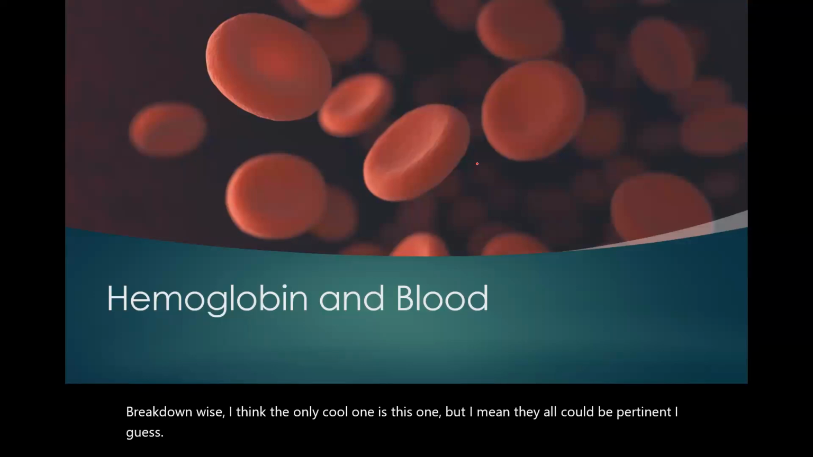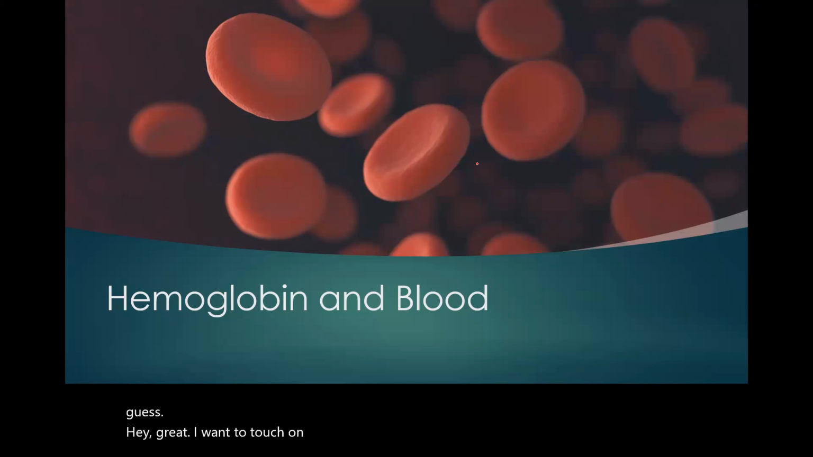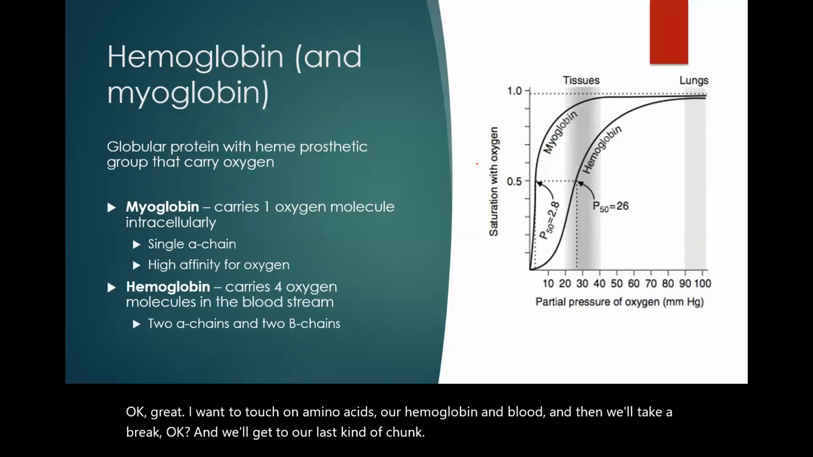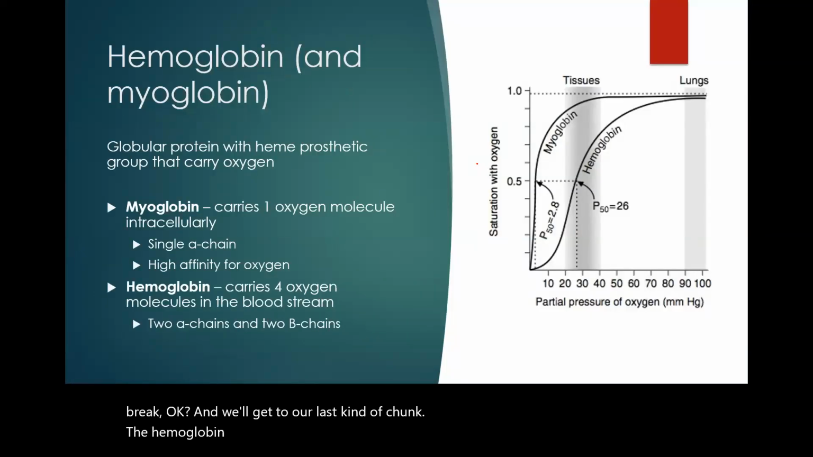Great. I want to touch on amino acid or hemoglobin and blood, and then we'll take a break. Okay, and we'll get to our last kind of chunk. The hemoglobin piece, I really want to just emphasize a few differences between hemoglobin and myoglobin, and just talk about a couple different types of the chains that you could get asked questions on.